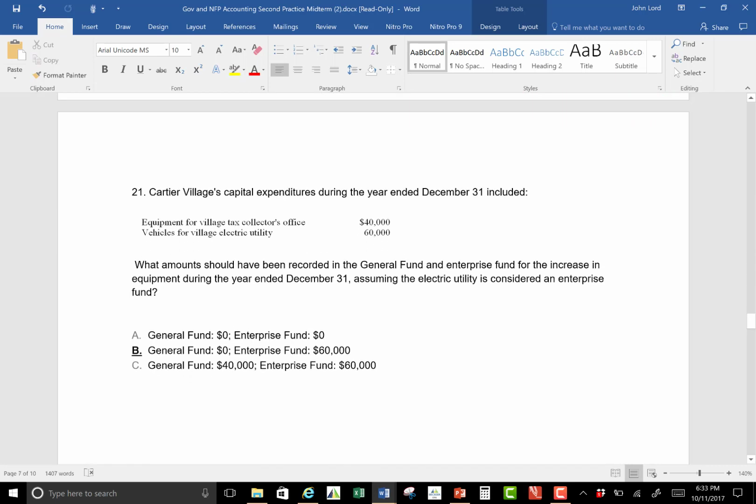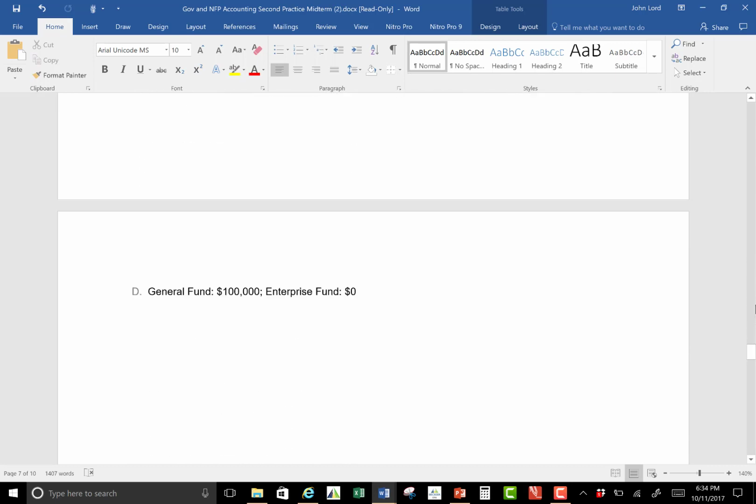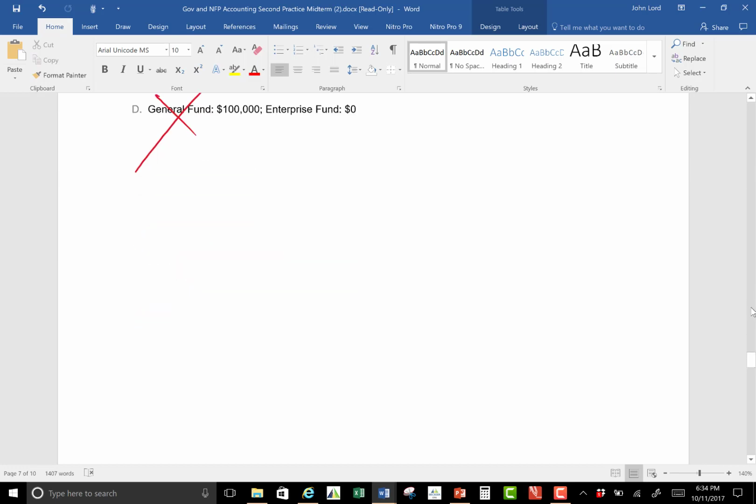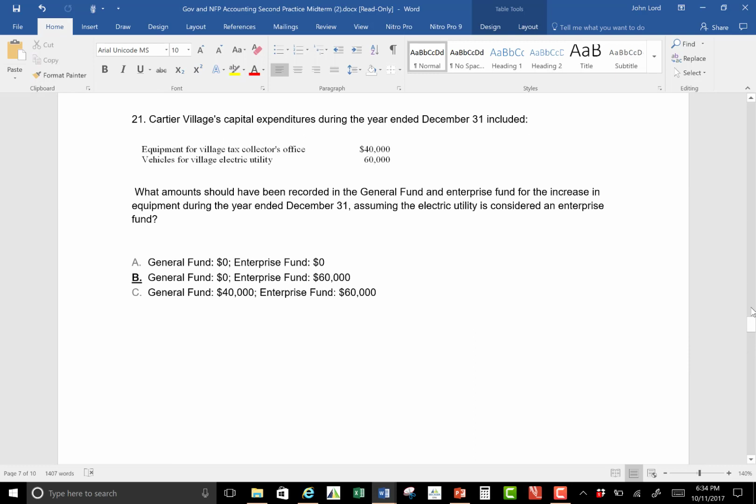Cartier Village capital expenditures during the year ended December 31st included the following information. What should have been recorded in the general fund and the enterprise fund for the increase in the equipment during the period? Now, what happens? You look at these choices. Is there any way that there was an amount recorded for equipment in the general fund? Do we record equipment in the general fund? We do not. So D and C are automatically out, aren't they?